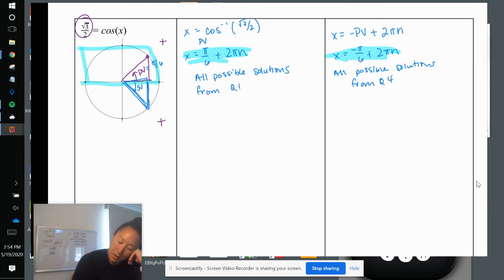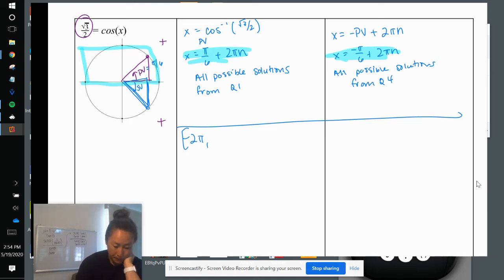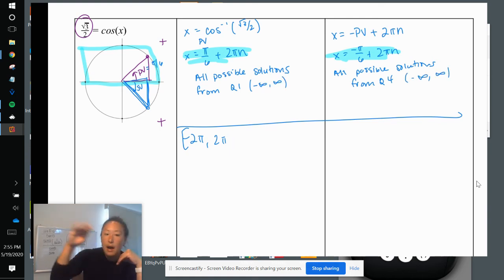Okay, so now if I want to solve specifically for angles between negative 2 pi and 2 pi. When I say all possible solutions from quadrant 1, I'm saying that the domain is between negative infinity and infinity. So this is like if the graph just kept going on and on. I'm going to use the trick I used last time because plugging in the integers takes forever.